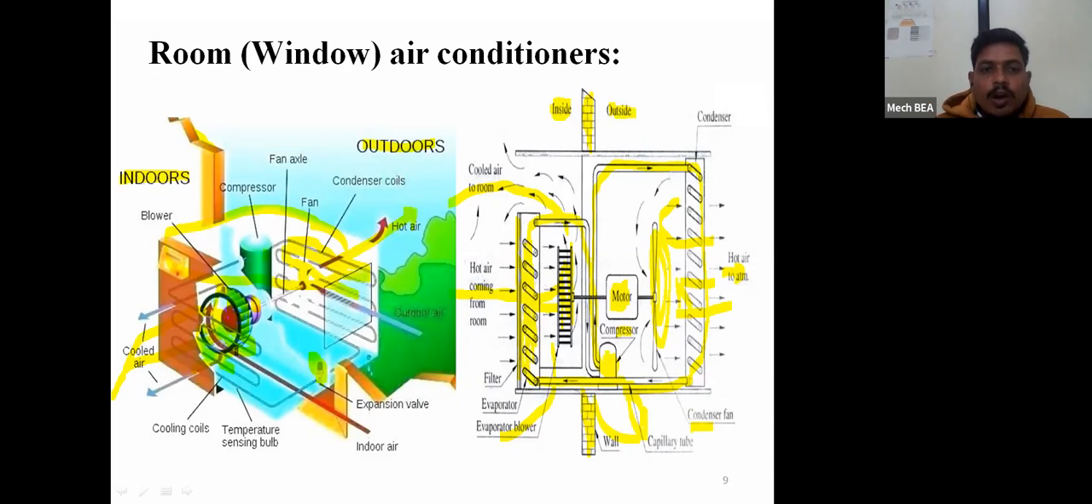So this system is called a room or window type air conditioning system.